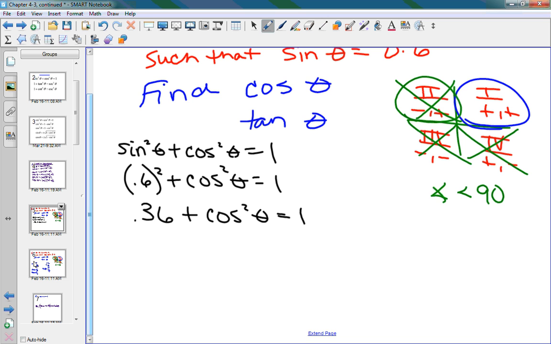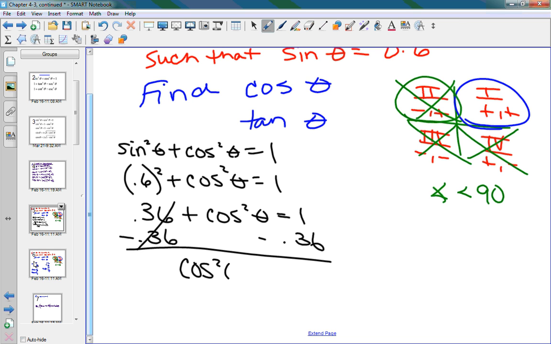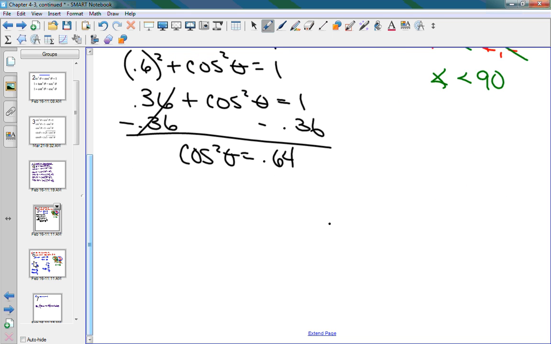How do I solve this for cosine squared? Subtract 36 cents from both sides. If I have $1 and I subtract 36 cents, how much money do I have left over? 64 cents. Now how do I get rid of that square? Take the square root of it. Anytime you take the square root, you automatically have to add plus or minus to it. The square root of 0.64 is going to be 0.8.